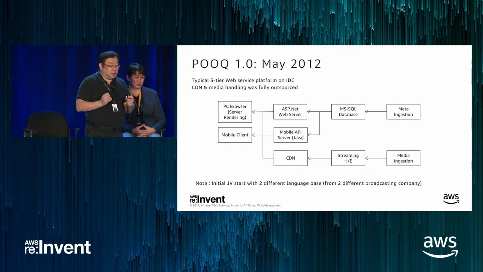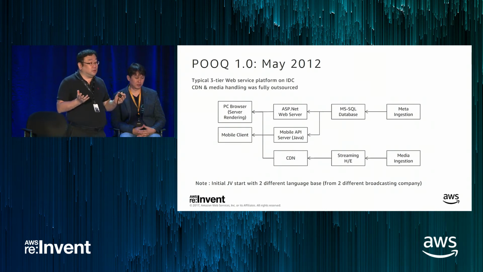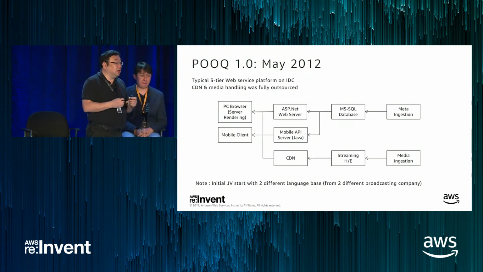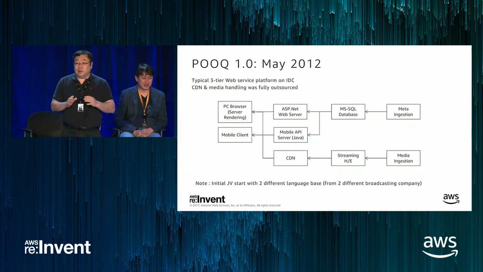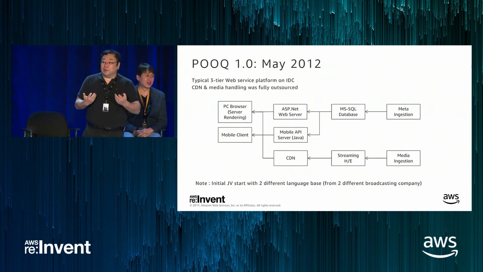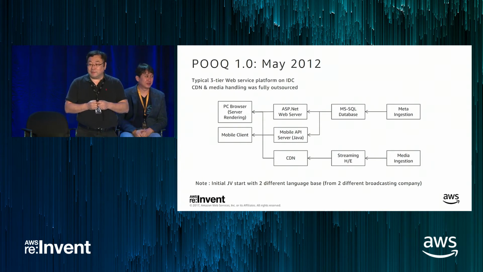The funny thing is, if you look at the slide, there's an ASP.NET web server and a mobile API server in Java, which is odd. Why choose two different technologies, with just a handful of engineers? That's because initially, two broadcasters sent their engineers into our joint venture. One guy preferred .NET, one guy preferred Java. They could not agree, so they decided to make their own. I see the smiling faces, and you can imagine the pain I was having.